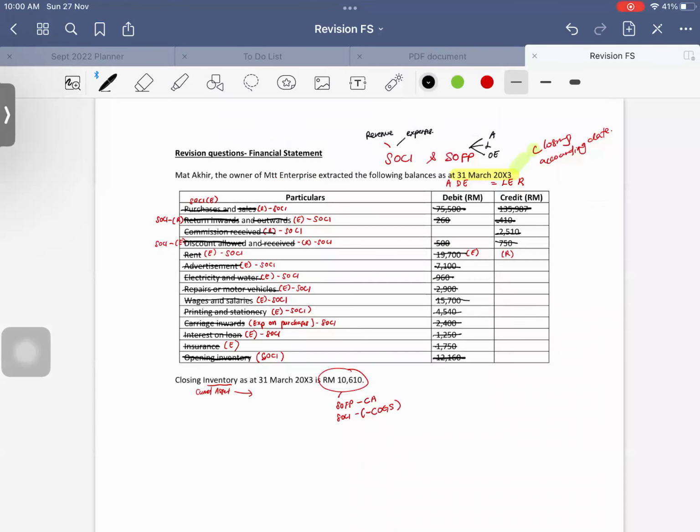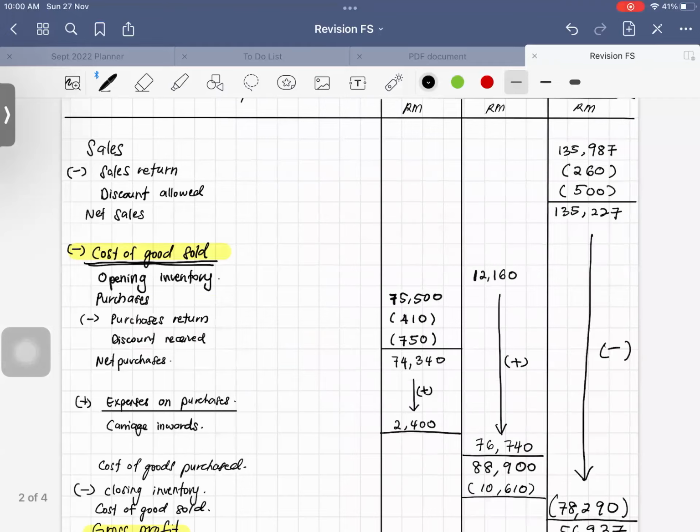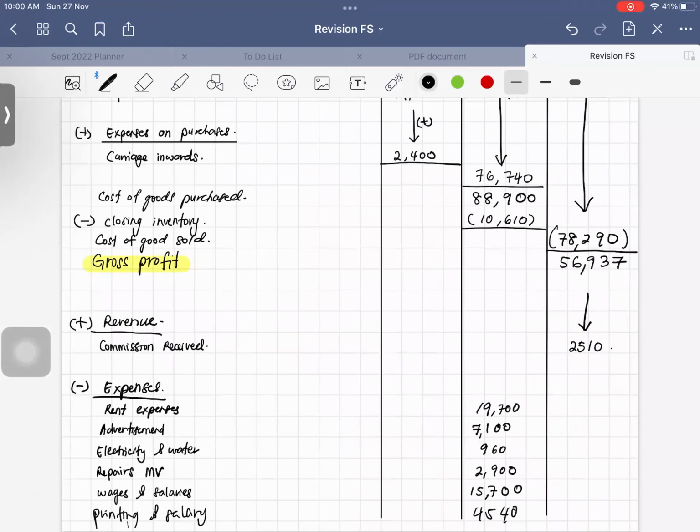Okay, jom. So after you dah listkan all of the expenses, I put all of the expenses value on the second column. Sebab kita nak kena totalkan dulu how much is the total expenses. So now you total up all of the expenses value. Start from 19,700 sampai akhir. You totalkan berapa dapat?